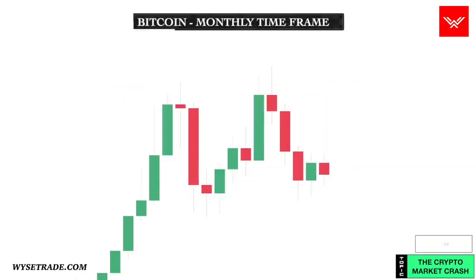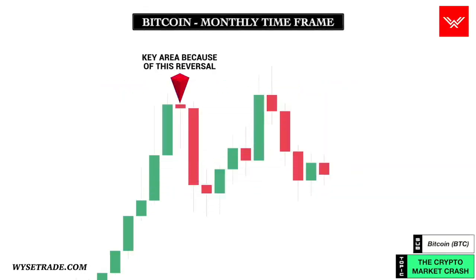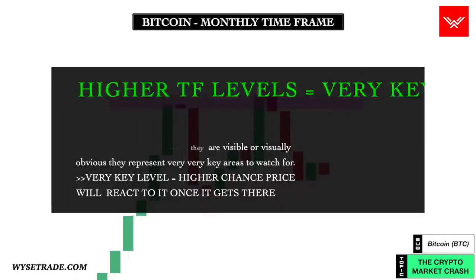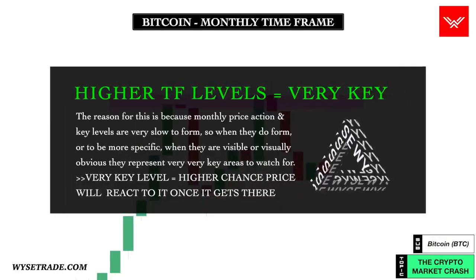This is the Bitcoin monthly time frame. You had this very key level and area, so you would have had a zone drawn in like this. From our past videos, you should know that things you find on the higher time frames hold more weight, especially when found on the monthly time frame.